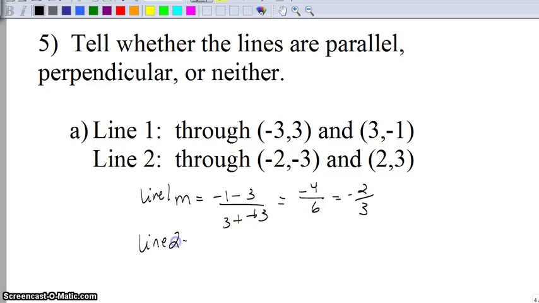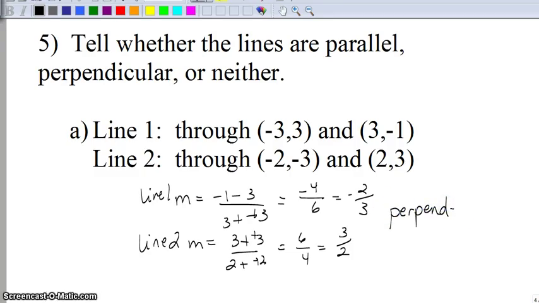Line 2 has a slope of positive 3/2. So negative 2/3 and positive 3/2 are negative reciprocals of each other. Negative means change the sign. So these two lines are perpendicular. Remember, perpendicular means they're going to intersect and form right angles. Lines that do this have special slopes. They're negative reciprocals of each other.